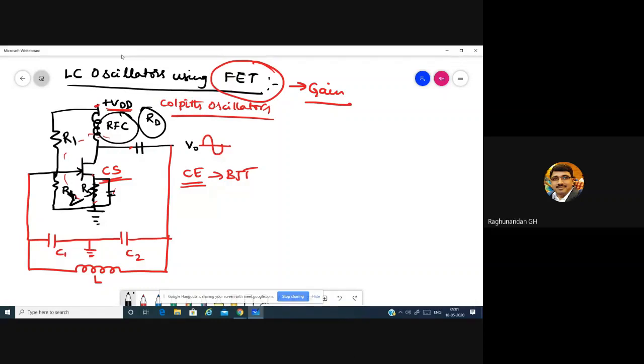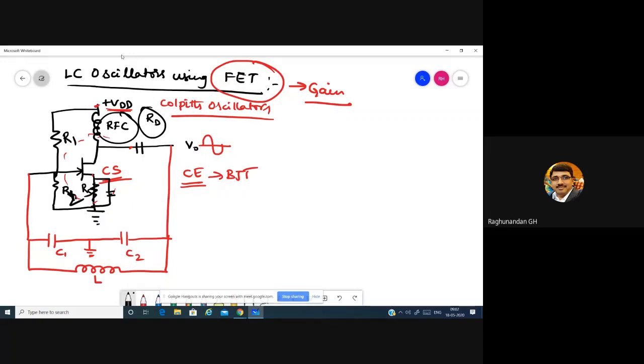Since tuning FET is quite easy compared to the BJT, we can go for a normal fixed bias only. So this is with respect to the FET Colpitts oscillator. Similar to this, we have FET based Hartley oscillator. In a Hartley oscillator, the only change is instead of these two capacitors, you'll have two inductors and one capacitor.